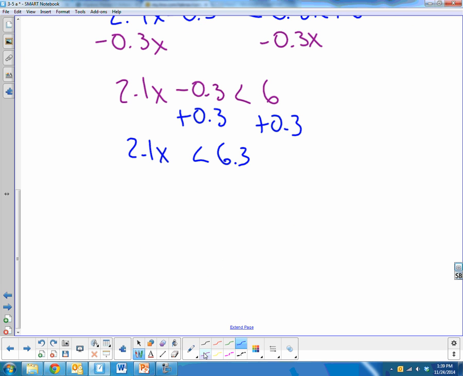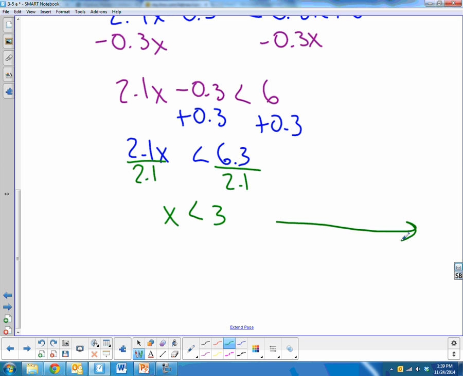And that worked out really, really well. We got a nice number from this, because when I divide both sides by 2.1, I know that 2 times 3 is 6, and 1 times 3 is 3, which means that 6.3 divided by 2.1 is 3.